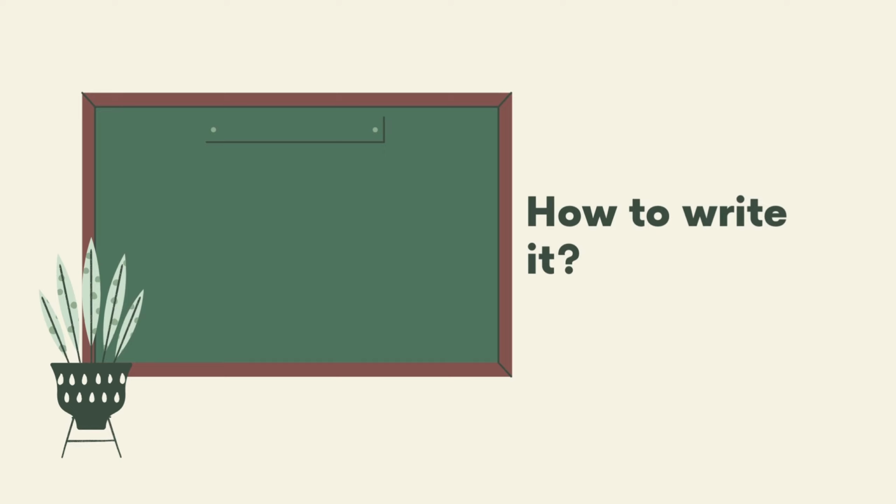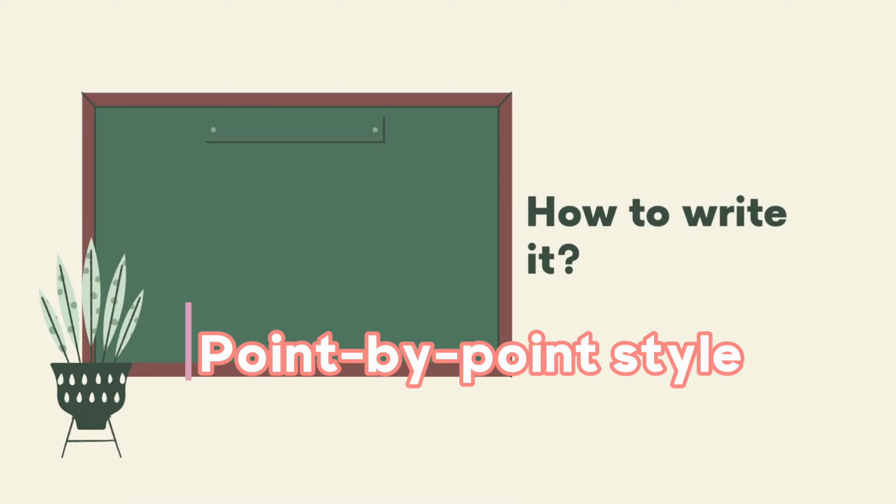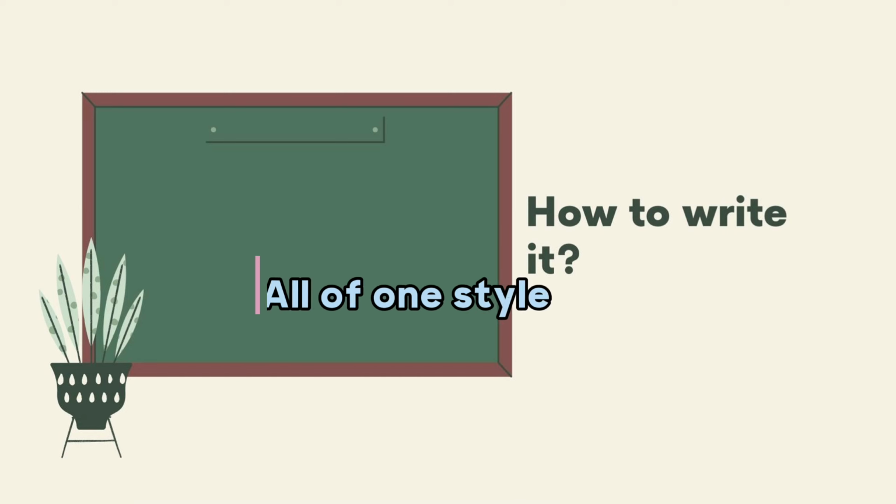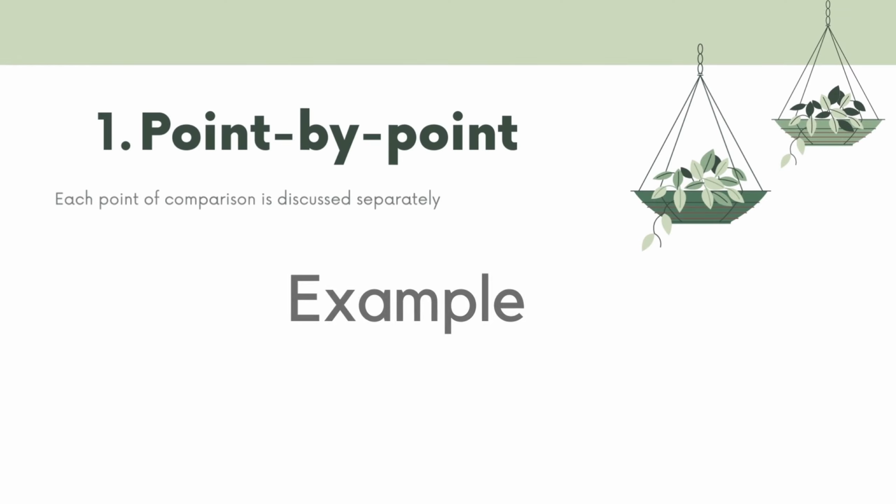Now, let's discuss how to construct it. A well-structured comparative and contrast essay can be composed in two kinds of style: point-by-point style, or all of one and then all of the other style. Let's discuss one by one. Number one, point-by-point style.